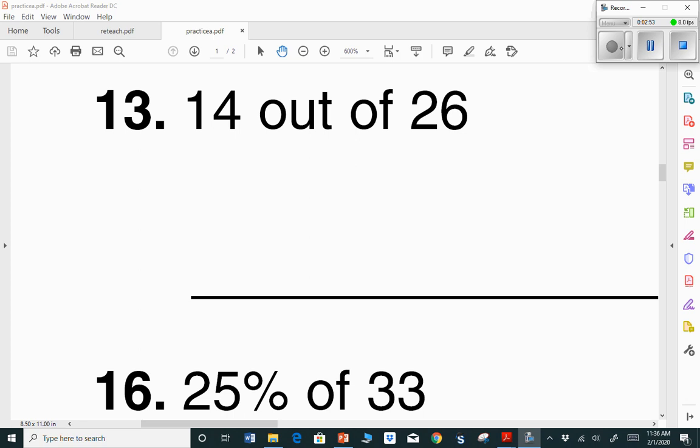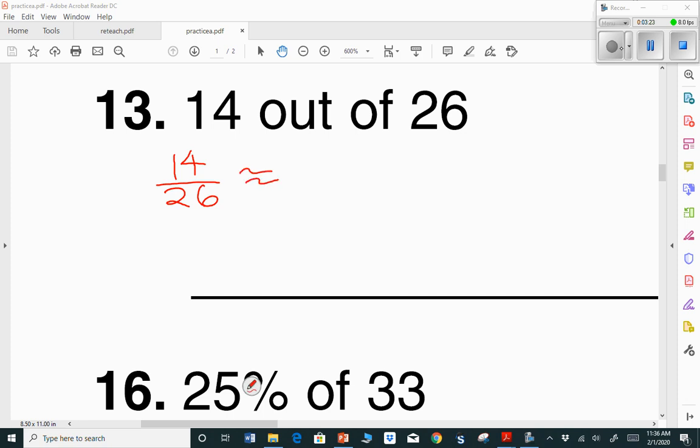This question looks quite different. It doesn't have a percent in the question. They are asking you to find the percent. What is 14 out of 26? Like if you shot 26 free throws and you made 14 of them, what was your percentage for making your free throws?